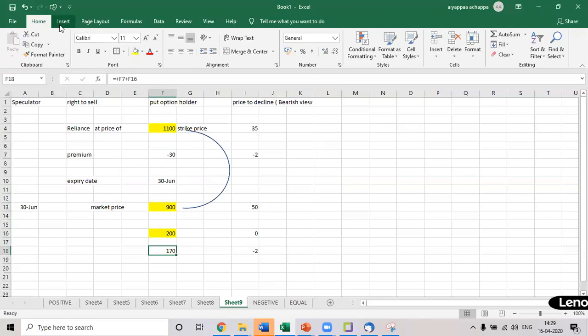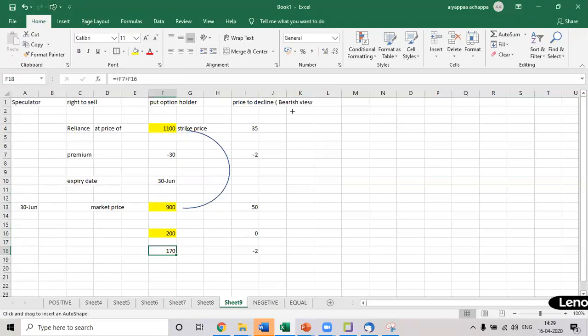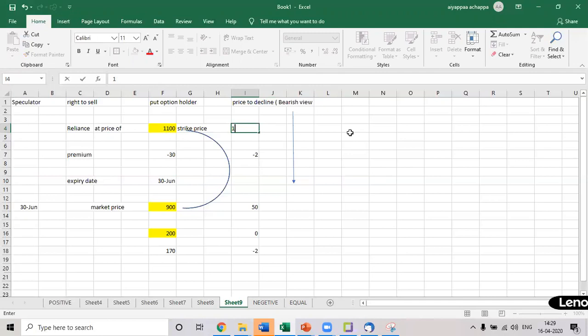So you do this when you expect the prices to decline sharply. So when you expect the price to go down, you do this. Now let us assume, in case instead of price going to 900, what if the price had gone up? So you have the right to sell at 1100, for which you have already paid 30 rupees as a premium.